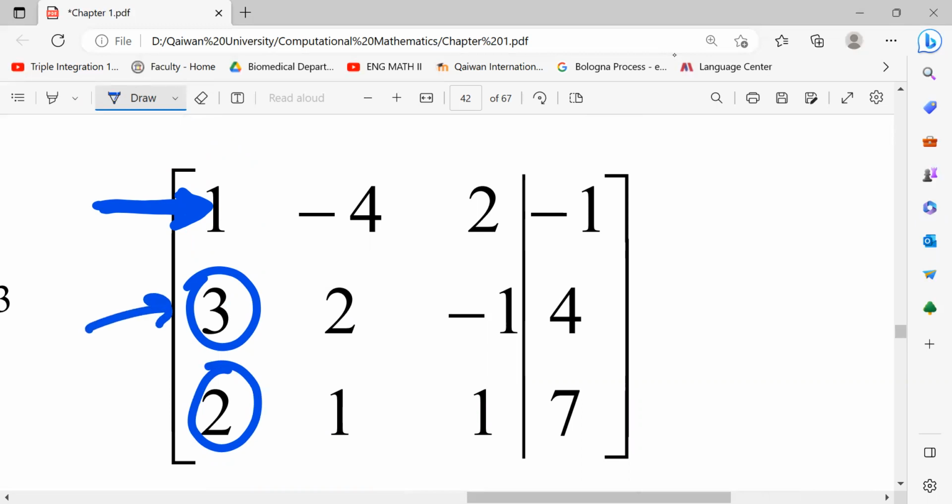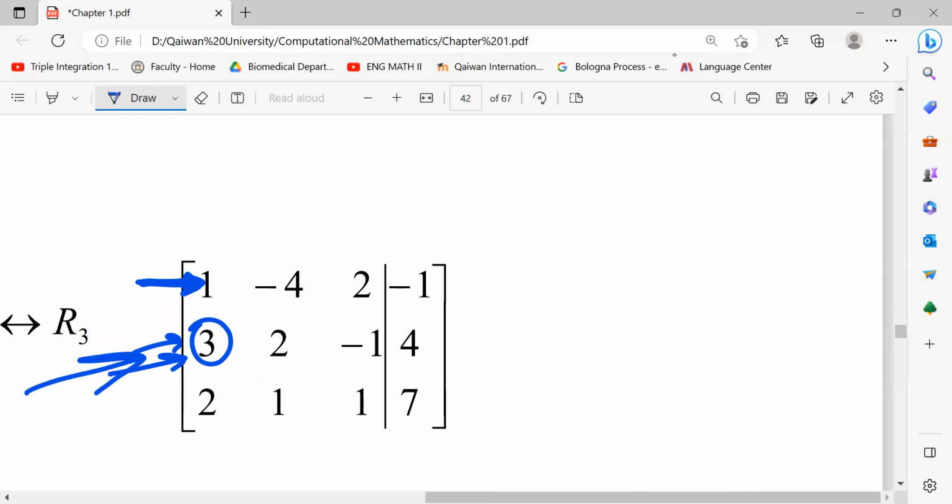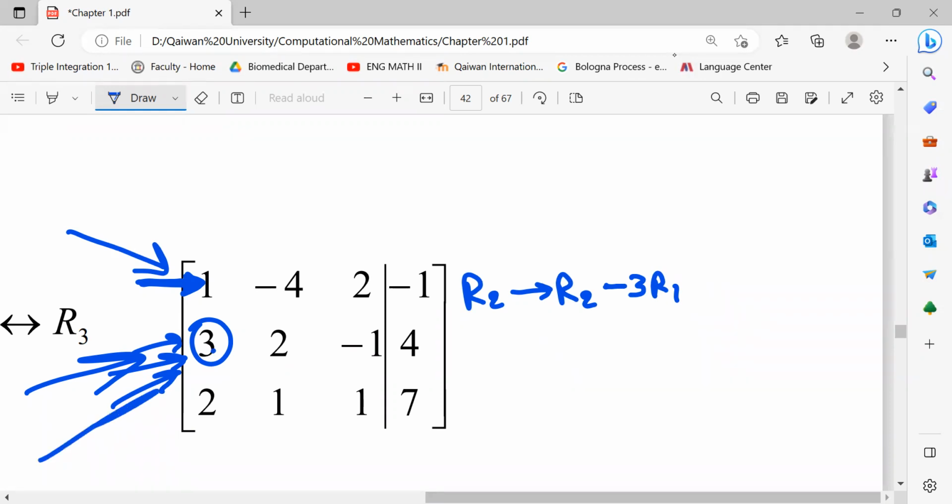How to change this to 0 and how to change this to 0? By using the first row, we change these two to 0. How to change this one to 0? This entry that you want to make 0 is in row 2. That means row 2 becomes row 2 minus 3 times row 1. We make this 0 by the leading entry row. The leading entry is in the first row.